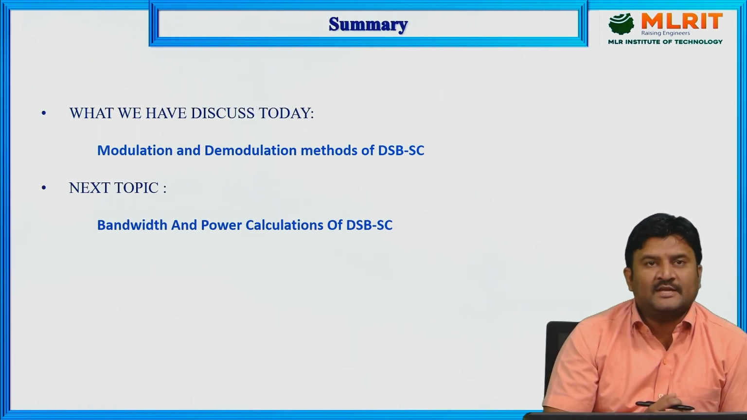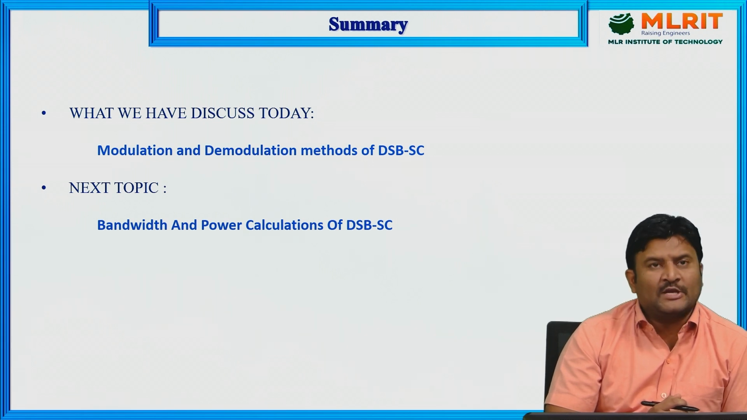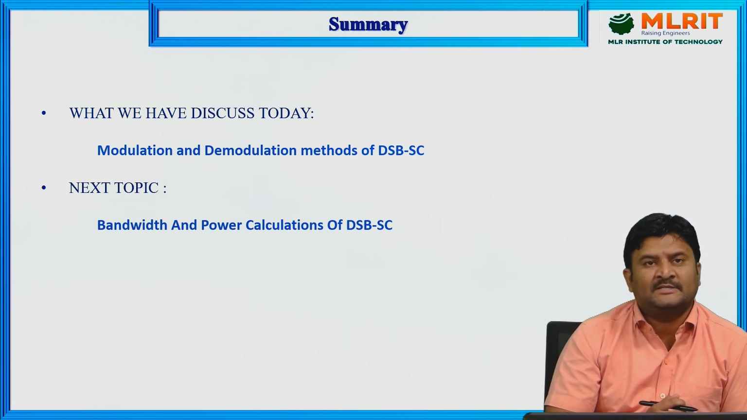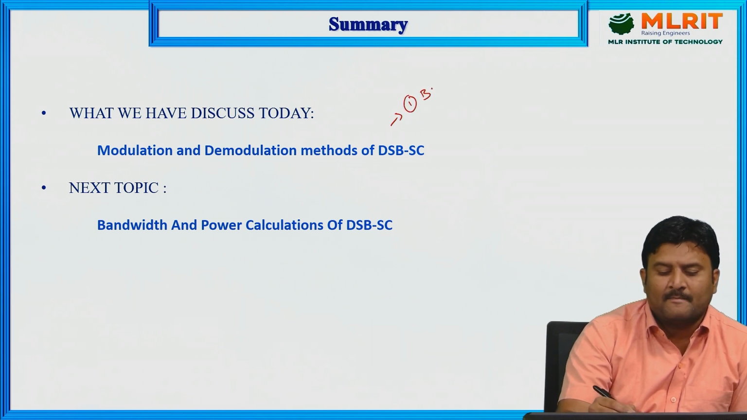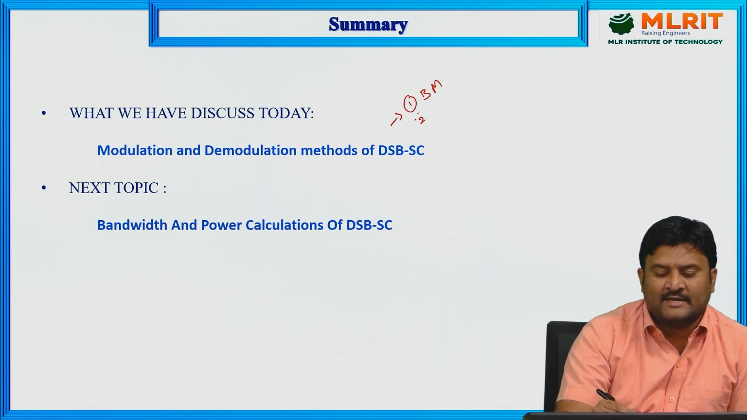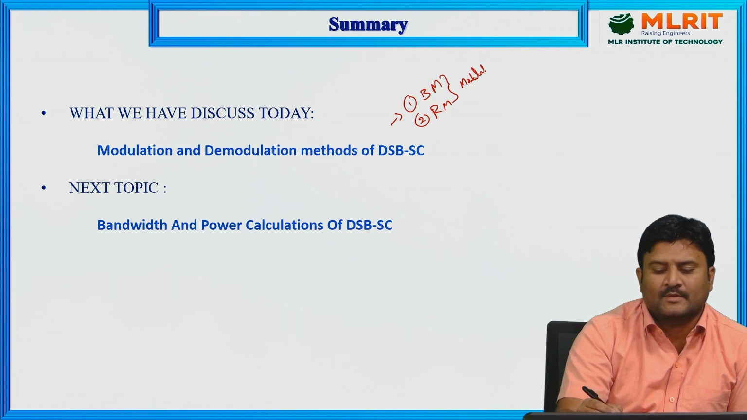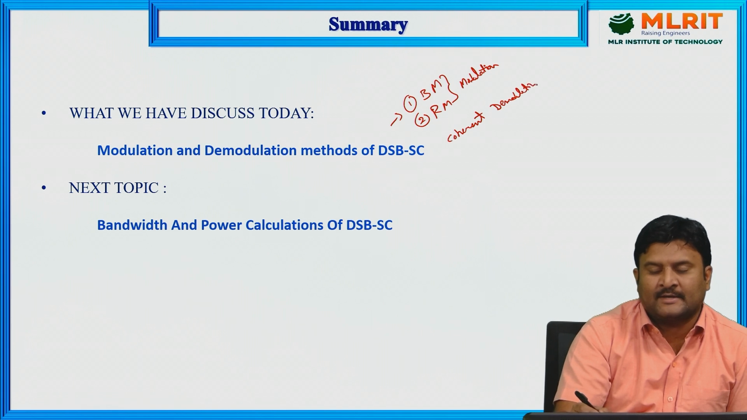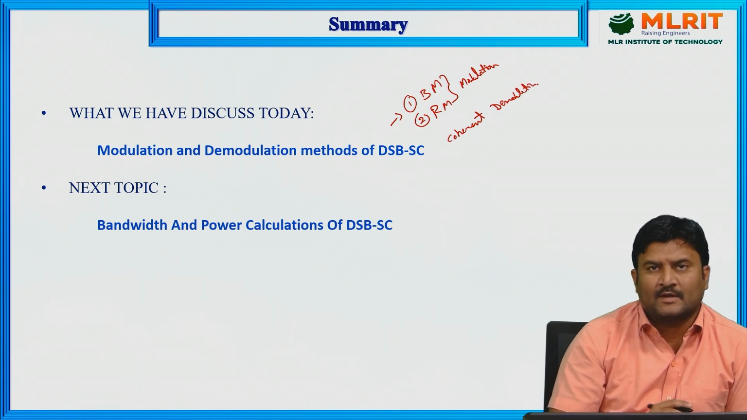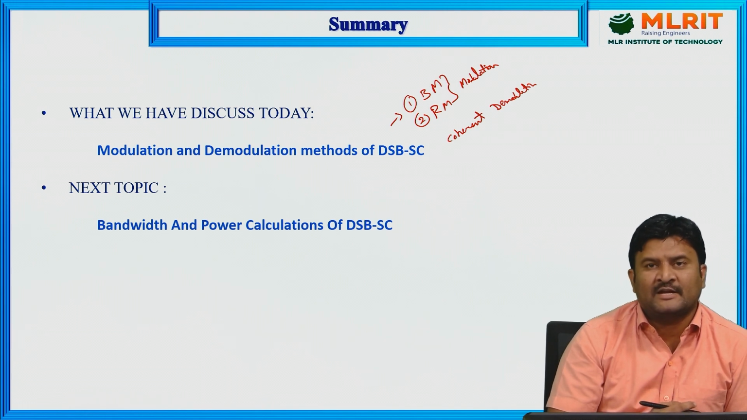Therefore, in this session, we learned the modulation and demodulation methods of DSB-SC. The modulation methods we discussed in this class are the balanced modulator and the ring modulator. These two are modulators. From the demodulation point of view, we discussed coherent demodulation of DSB-SC. In the coming session, we will discuss bandwidth and power calculations of the DSB-SC. Thank you.